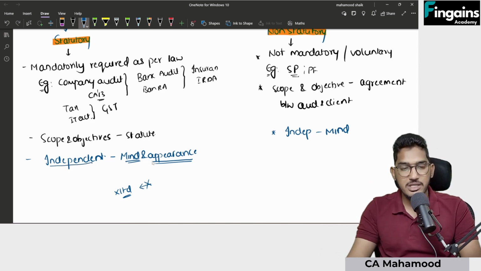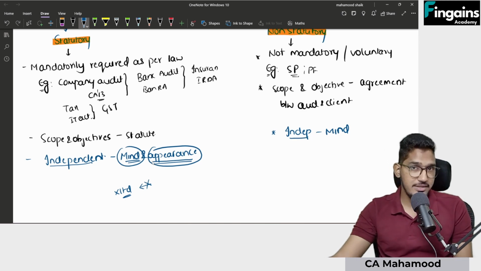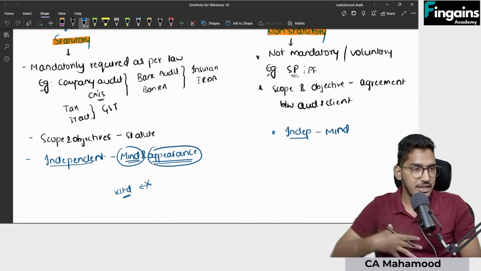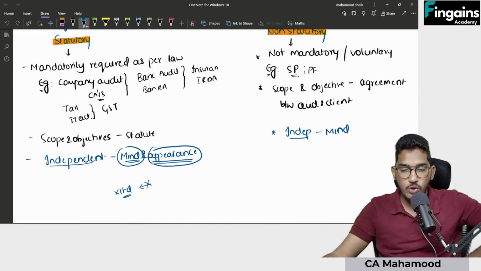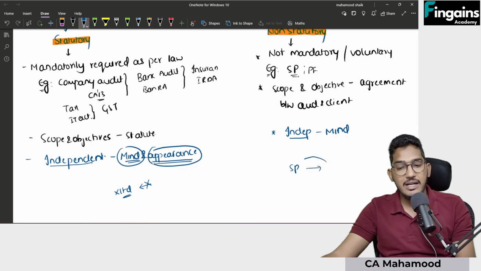And what kind of independence will be required? He should be independent of mind also. He should be independent of appearance also. Whereas if a sole proprietor wants to get his accounts audited, he need not go to any outsider. If he has a brother who is a chartered accountant, he can get the sole proprietor's accounts audited by his brother.